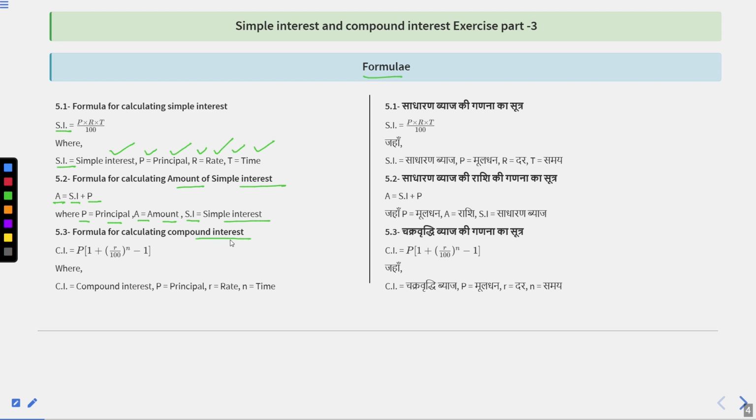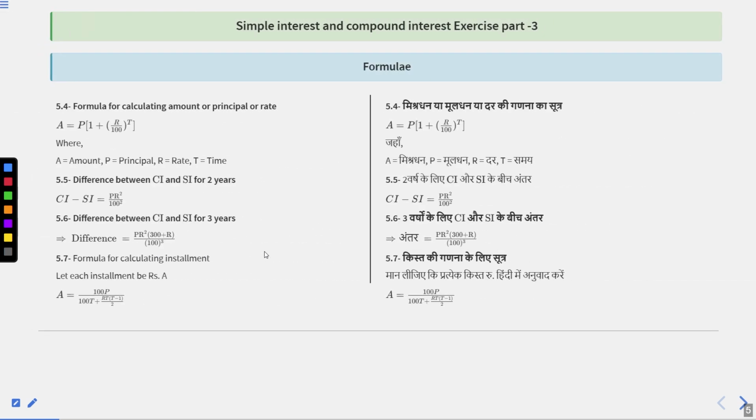Formula for calculating compound interest. Compound interest will be P in the bracket 1 plus R upon 100 to the power n, minus 1, where CI represents compound interest, P represents principal, R represents rate of interest and n represents time, or we can say T. Clear? Next, formula for calculating amount or principal or rate for compound interest. The amount formula is A equals P in the bracket 1 plus R upon 100 to the power T, where A represents amount, P principal, R rate of interest, T time.